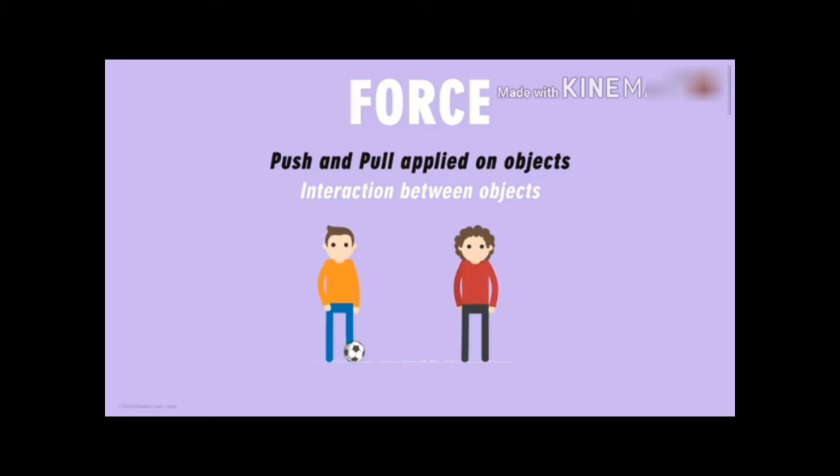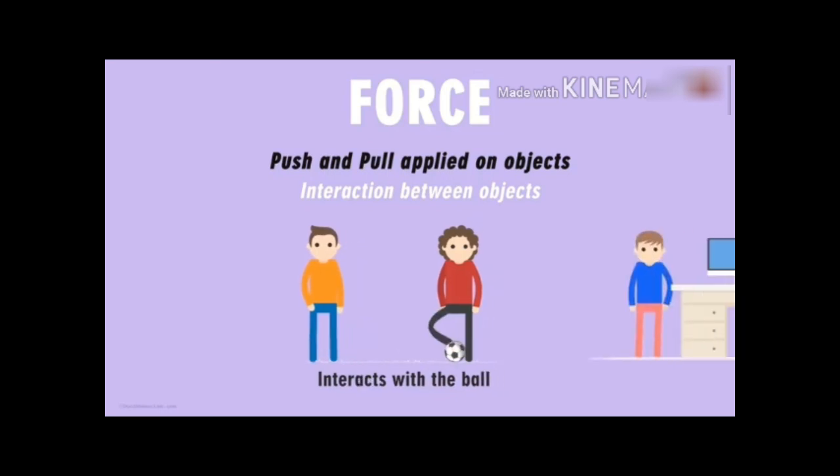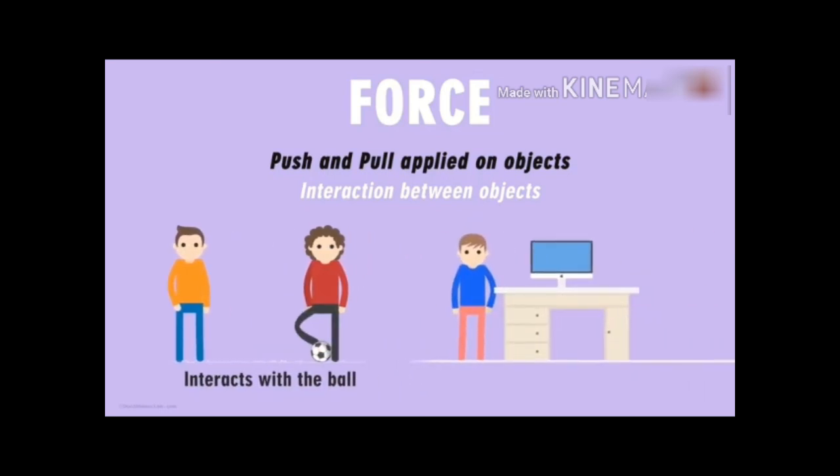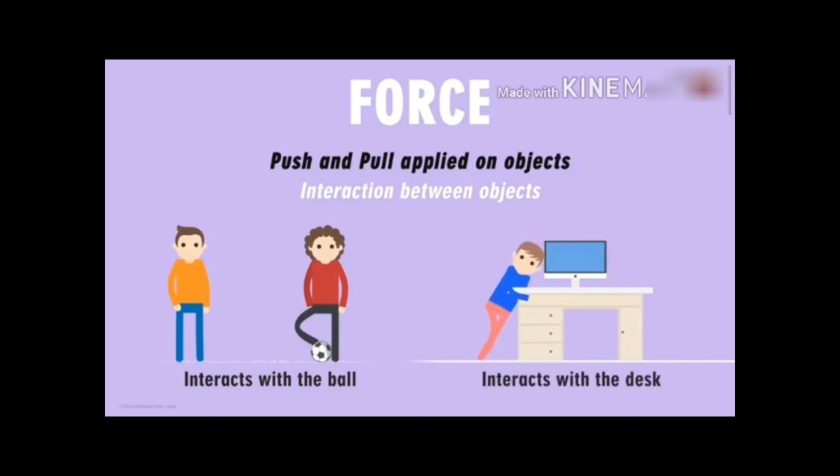What does it mean? Let's go back to our first example of the video. In order to pass the ball to his teammate, the player must move it. That is, he must interact with the ball to move it in the direction of his teammate. He interacts with it by kicking it. Second example, he must interact with the desk.